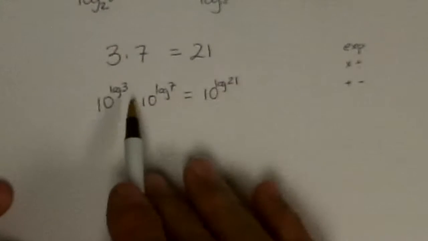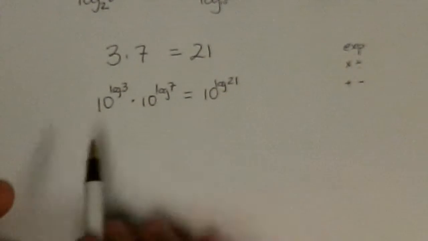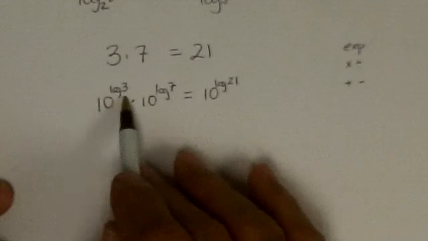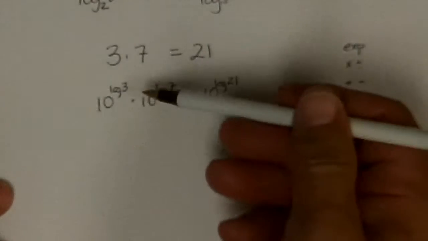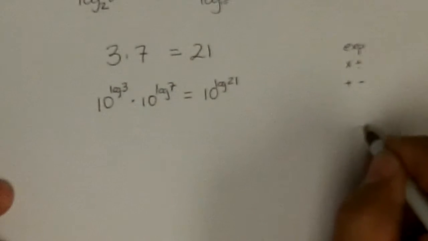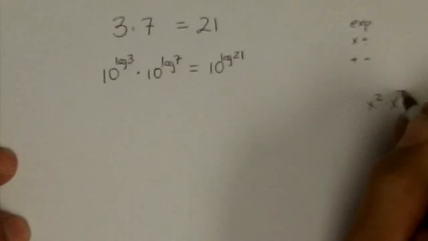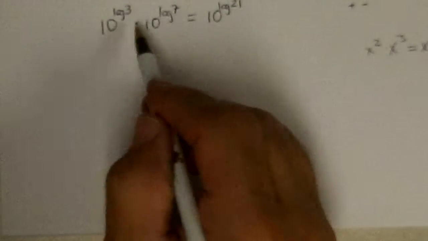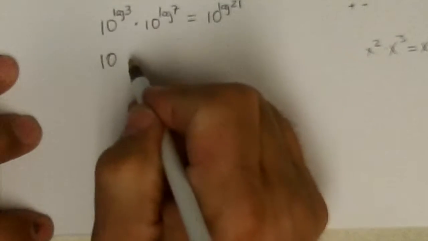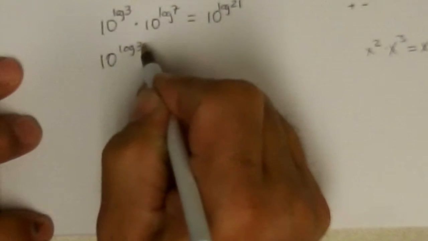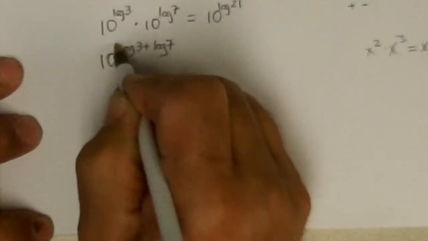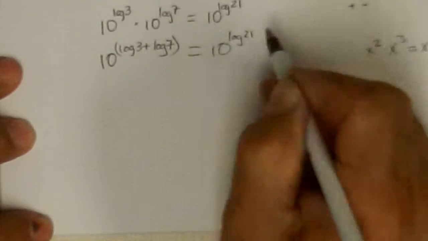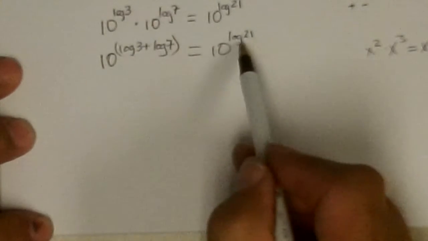Now, this is a multiplication problem, second tier level there, but when you're multiplying with the same base, what do you do to the exponents? Well, multiplying, like x squared times x to the third, you get x to the fifth. You add the exponents. So here we're going to add the exponents, and we get 10 to the log of 3 plus log 7 has to equal 10 to the log 21. Now, if they have the same base, this part must be the same.